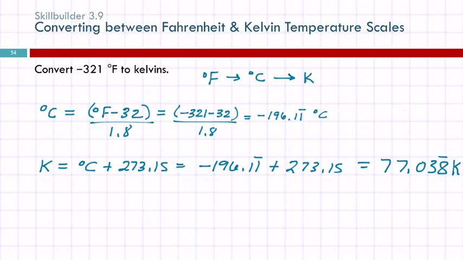Now, how should we round that? What did I tell you in the previous slide? Round to the same number of decimal places, right? So this number, 321 negative, is to the nearest 1. There's no decimal places. So I should round this to the nearest 1. We're not counting sig figs because we've got adding mixed up in here. And so this equals 77 Kelvin. Any questions?